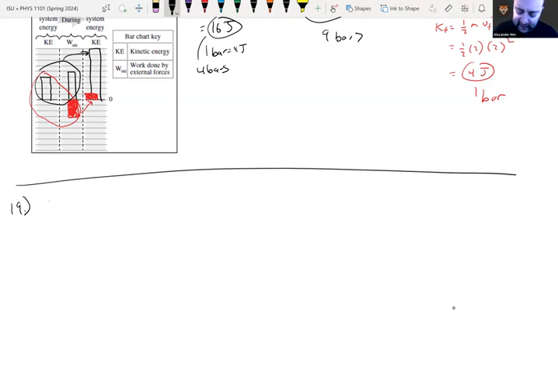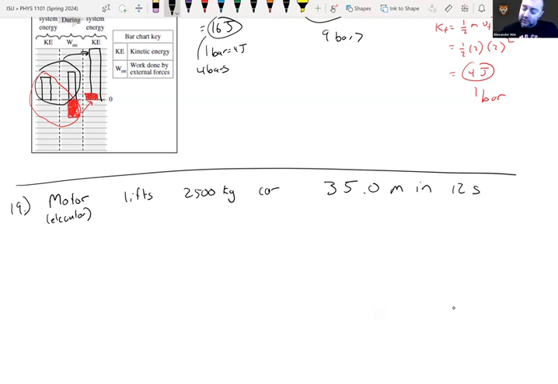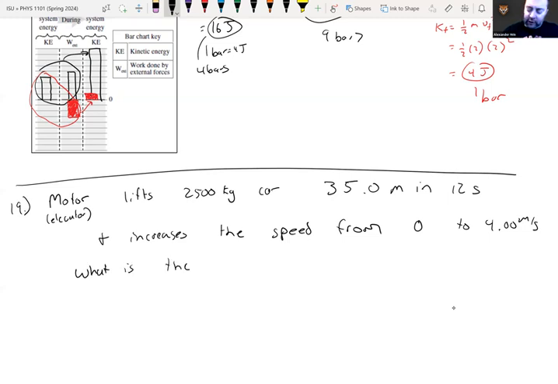So what 19 is saying, I'm going to paraphrase, is that an elevator motor lifts a 2,500 kilogram car 35.0 meters in 12 seconds, to a height of 35 meters, obviously. Don't need to write that. And it increases the speed from 0 to 4.00 meters per second. Okay. And then the question is, what is the power of the motor?